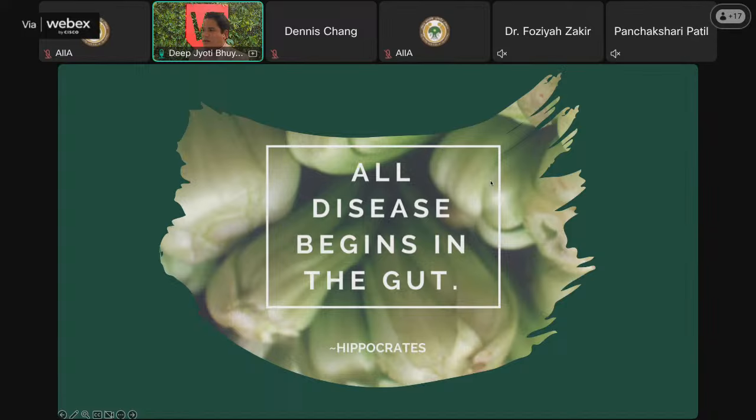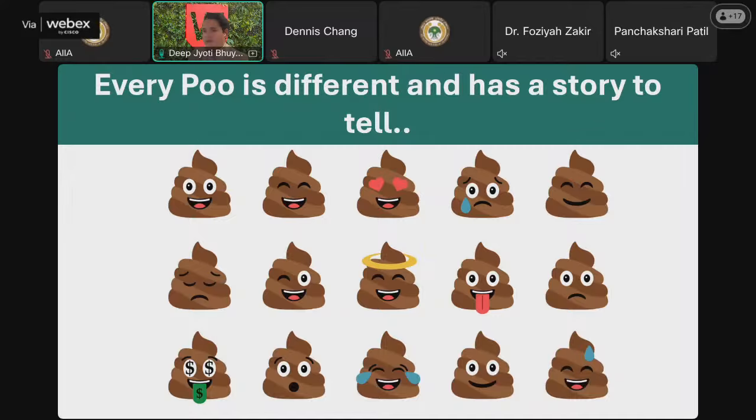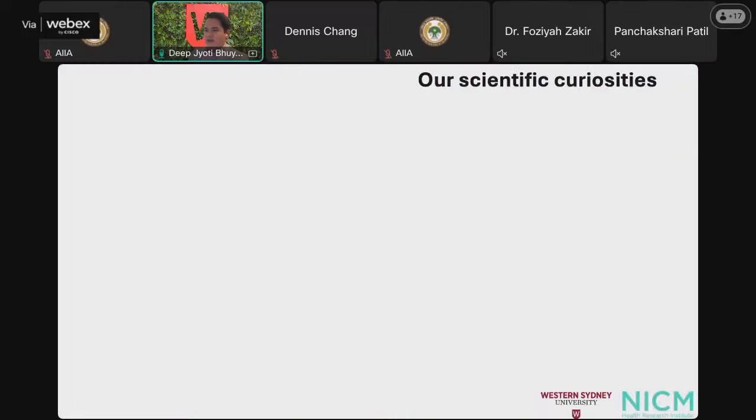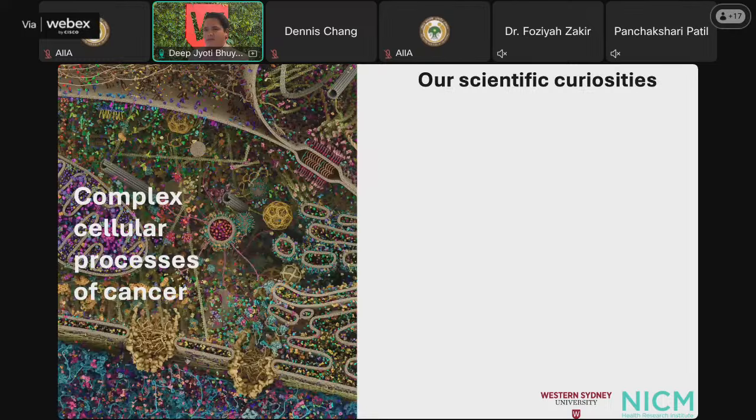So our idea of conceptualizing this research group began with this particular quote from Hippocrates, who basically said that all disease begins in the gut, and we believe that our health begins in the gut. And we think that every poo, like every fecal sample, has a story to tell, and we can tell a lot about someone's health just by analyzing their fecal sample. So this is where our scientific curiosities began.